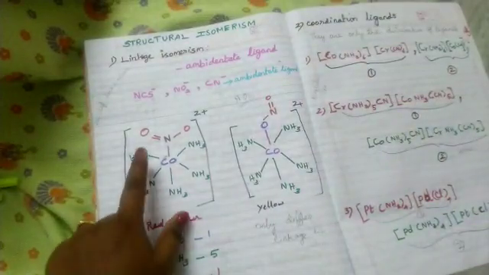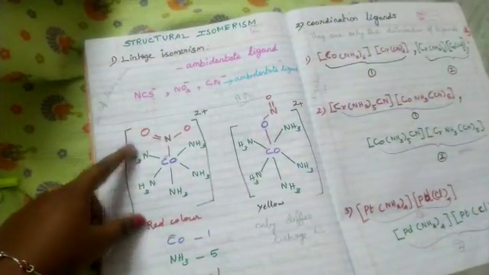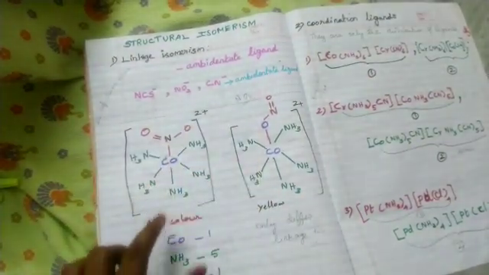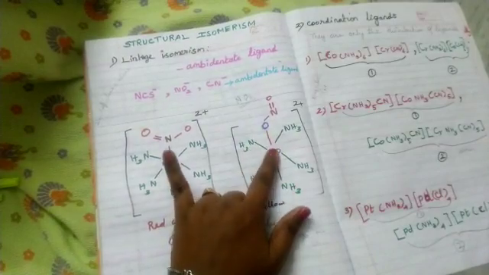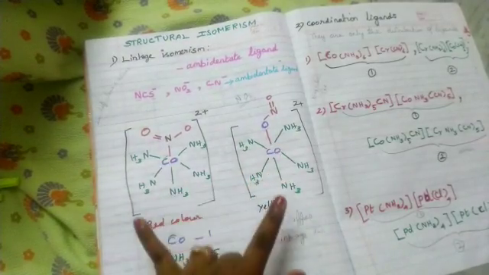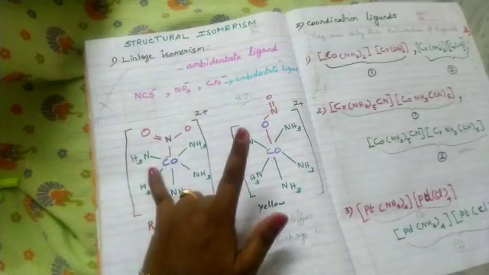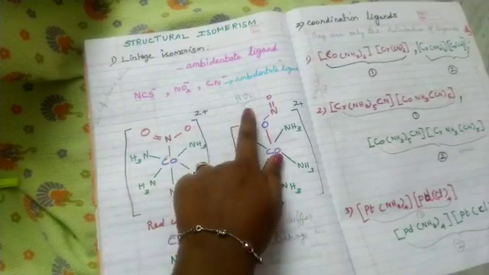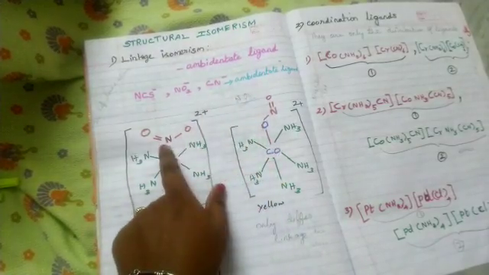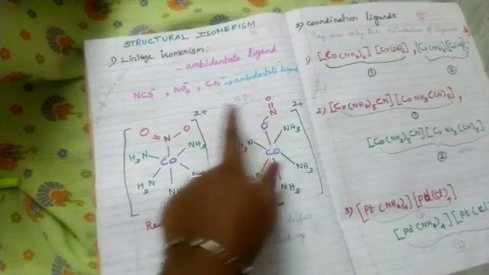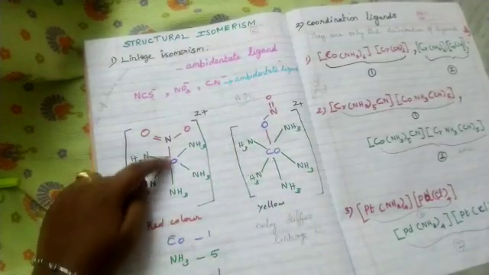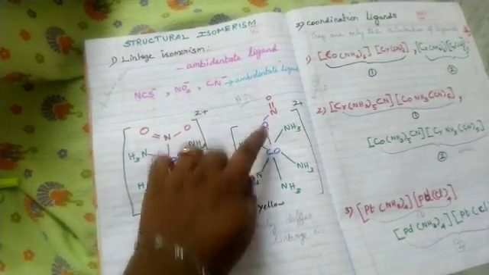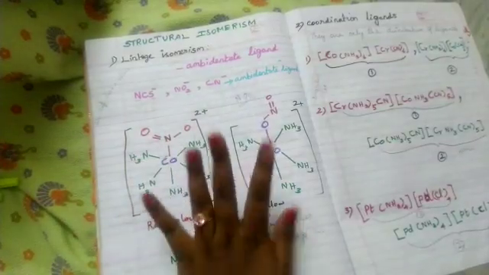Here this complex is red in color and this complex is yellow in color. There is only one cobalt here and there, and 5 ammonia here and there, and also NO2, the same molecular formula. Here is NO2 and there is also NO2, but the connection of the ligand to the central metal atom is through nitrogen here and through oxygen there. That is different, so that is called linkage isomerism.